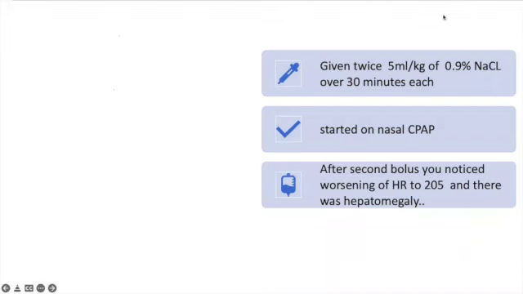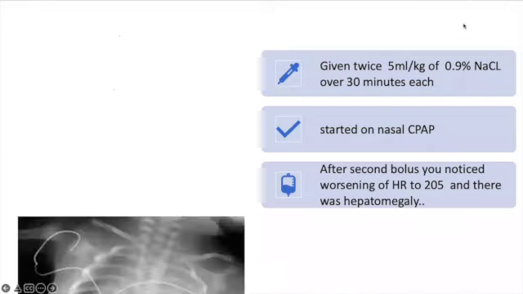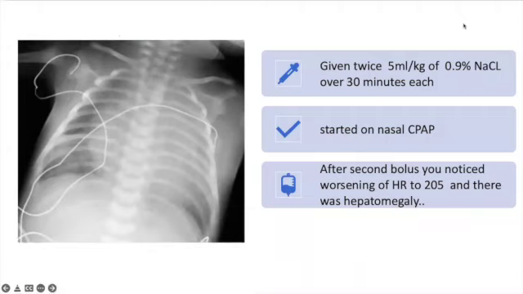So initially you said the child has a picture of tachycardia, hypotension, poor perfusion, and with fever, you thought about septic shock. But the child was managed with IV fluid, but there is a rapid progression in the clinical picture of the patient, where the heart rate worsened, you expected improvement, and also there was hepatomegaly. While discussing all those findings, chest X-ray was done, and this is the X-ray of the child.